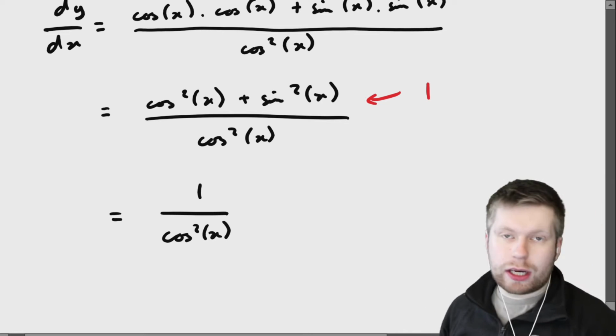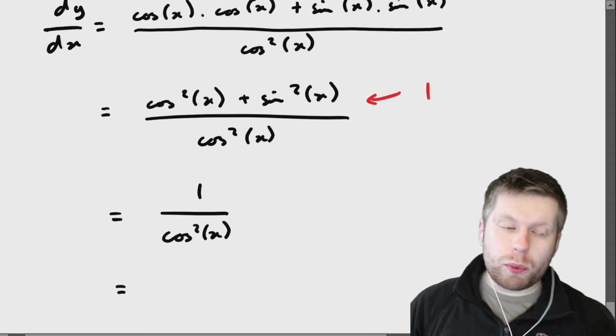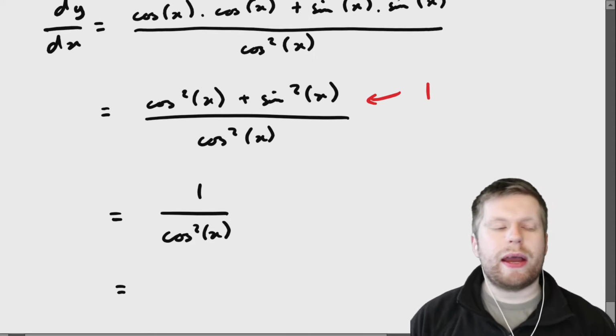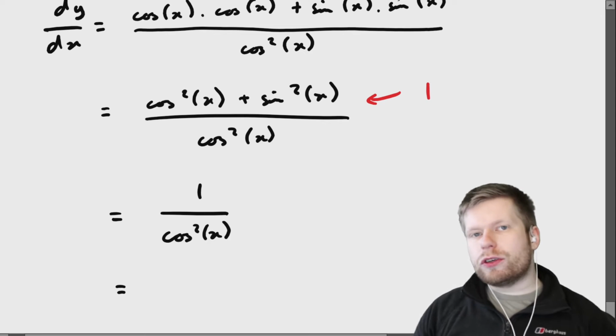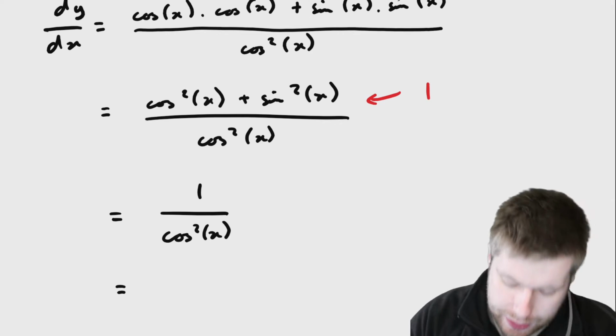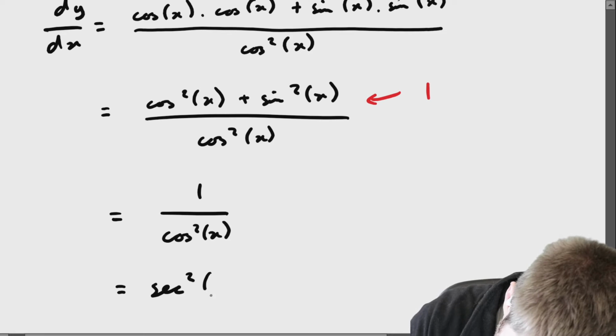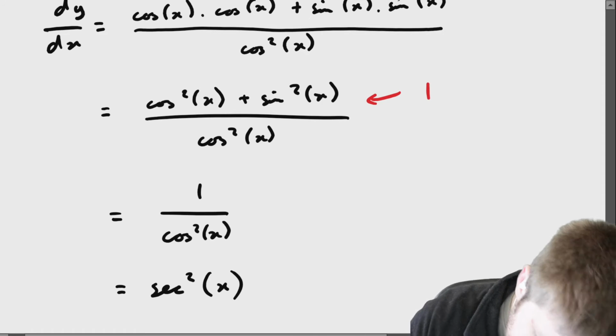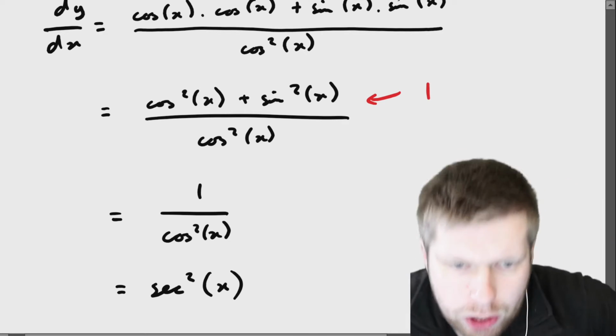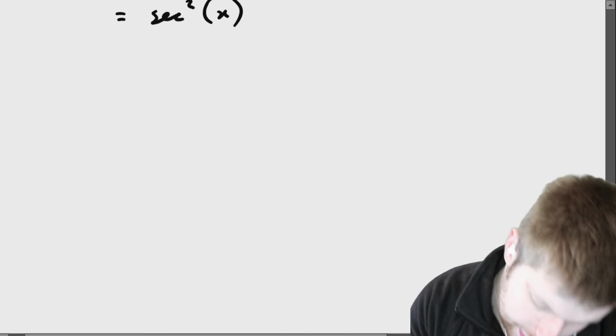Now, if I wanted to, I could leave my answer like that, but if you're comfortable with using reciprocal trigonometric functions, 1 over cos is the same as sec. Okay, so secant. So therefore this thing, the derivative of tan of x, is sec squared of x. Okay? So let's have a look at another quotient function. So let's have a look at something like this.